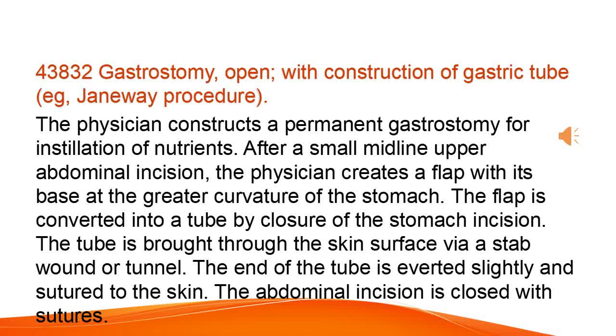Gastrostomy, open, with construction of gastric tube, e.g., Janeway procedure. The physician constructs a permanent gastrostomy for installation of nutrients. After a small midline upper abdominal incision, the physician creates a flap with its base at the greater curvature of the stomach. The flap is converted into a tube by closure of the stomach incision.